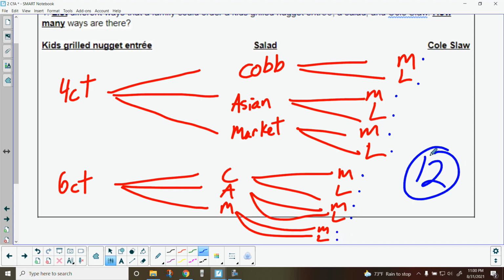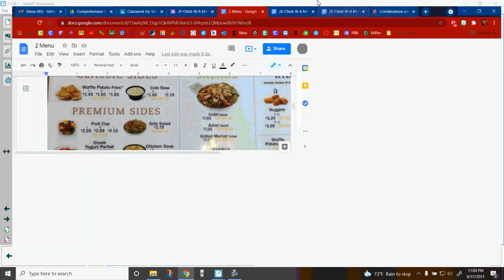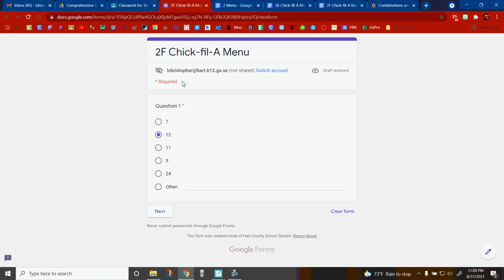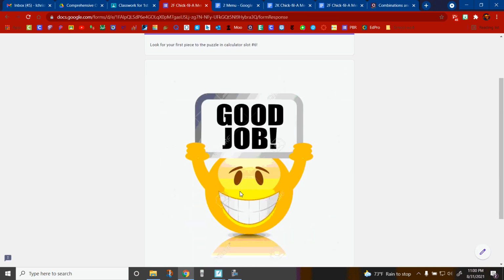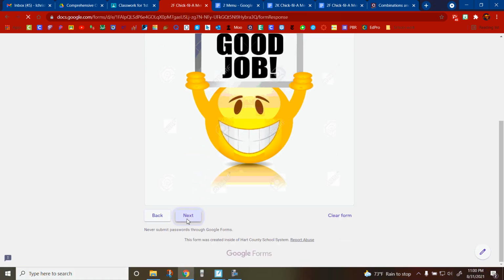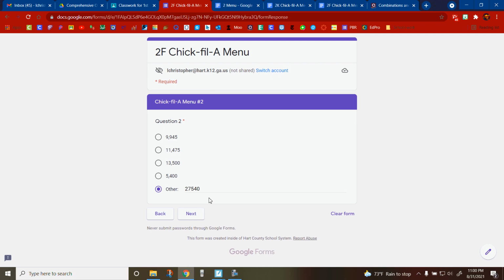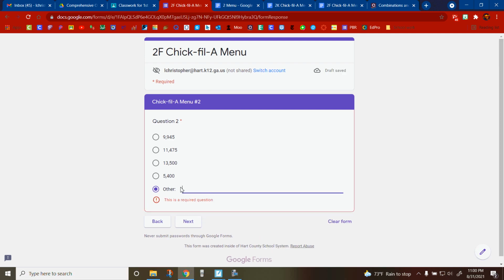So if you were to go back to the Google form that associates with this, 2F, click 12, hit next, you should get a good job. And then you can hit next. So let's check this next question.